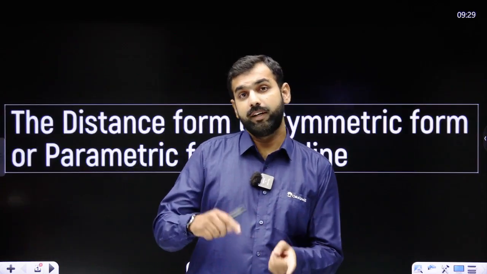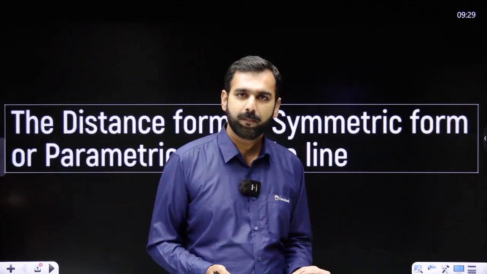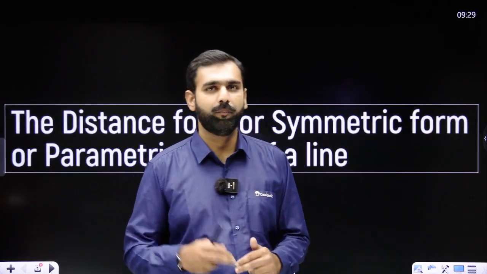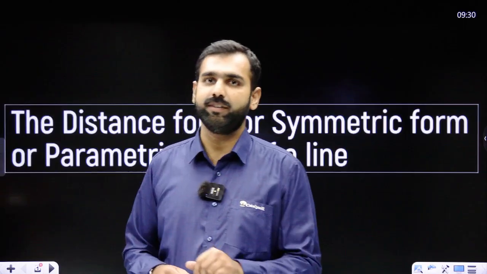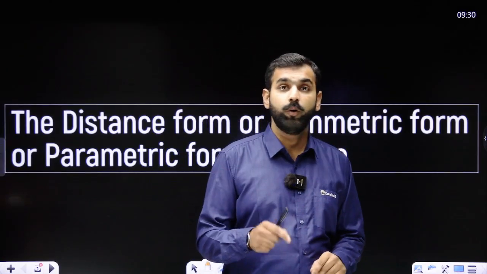We have studied how to convert that standard form into slope form y is equal to mx plus c. And then we have studied the intercept form as well, which is x upon a plus y upon b is equal to 1. Apart from that, we have also discussed the normal form x cos alpha plus y sin alpha is equal to p.